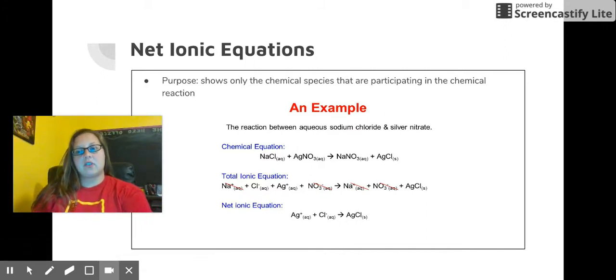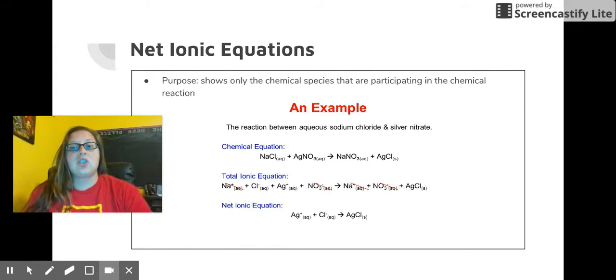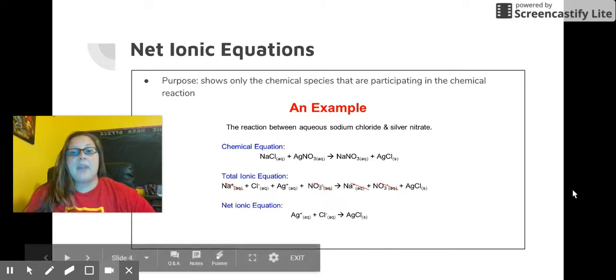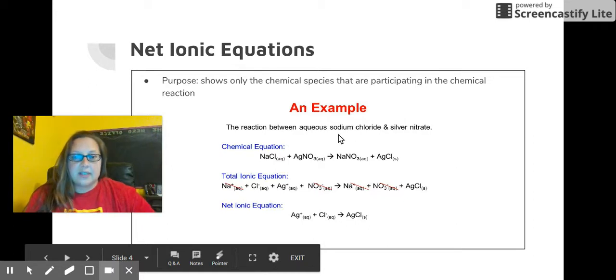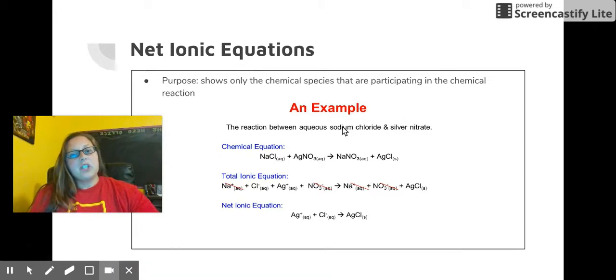So we have to be able to take those solubility rules and translate it to this. Now, the purpose of a net ionic equation is to show only the chemical species that are participating in the chemical reaction. So I have an example here to show you. All that we see here is we have a reaction between aqueous sodium chloride and silver nitrate. So this is all that is given to us. So we have sodium chloride, which is NaCl, and we have the little AQ there, and silver nitrate. Silver nitrate is AgNO3 with a little AQ.